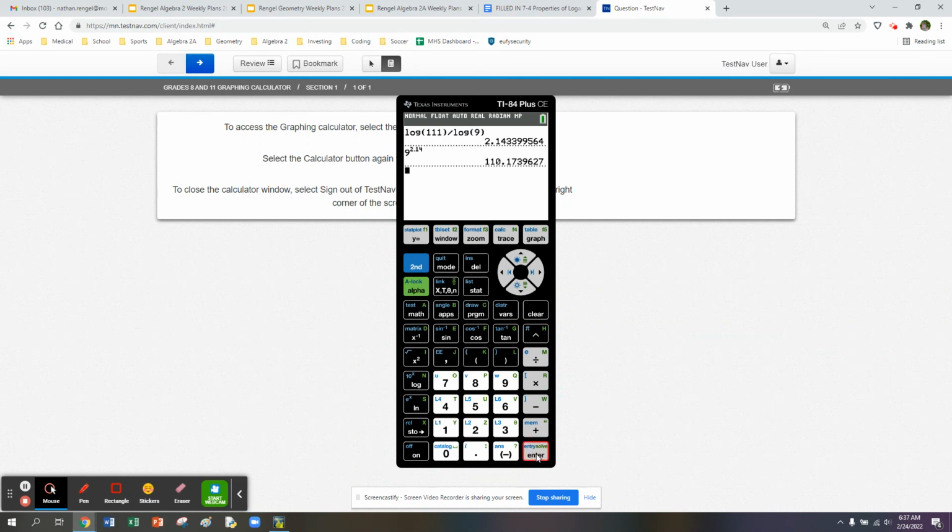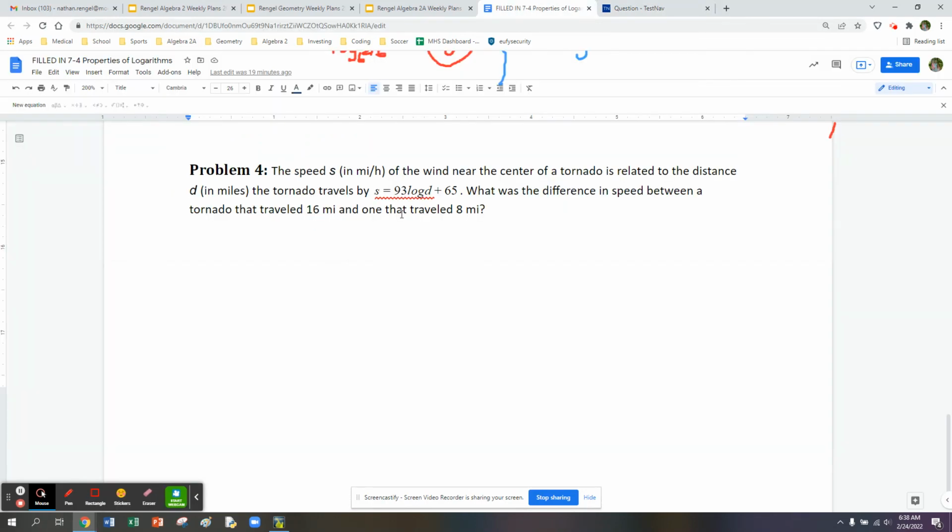The second tornado went 8 miles, so I'll hit 93 log, put an 8 in, and then plus 65. That tornado had a wind speed of 148.98. So we'll now try to find the difference. So you can scroll up, hit your first number. We'll subtract that from our second wind speed, get our answer. So the difference between them, we could say would be about 28 miles per hour. So we'll round that up, that's going to be pretty close to 28. So 28 miles per hour would be the difference between the two tornadoes.